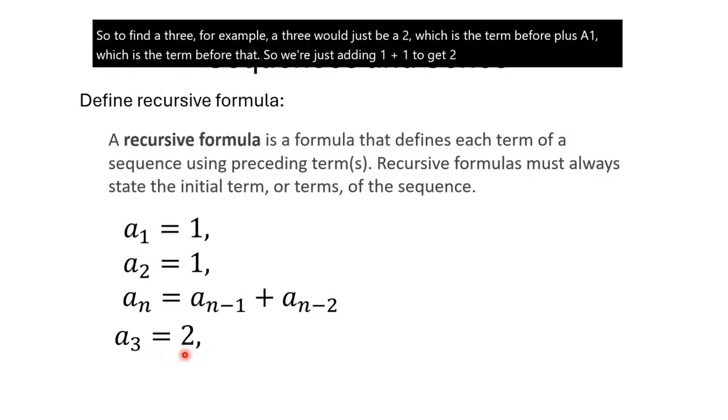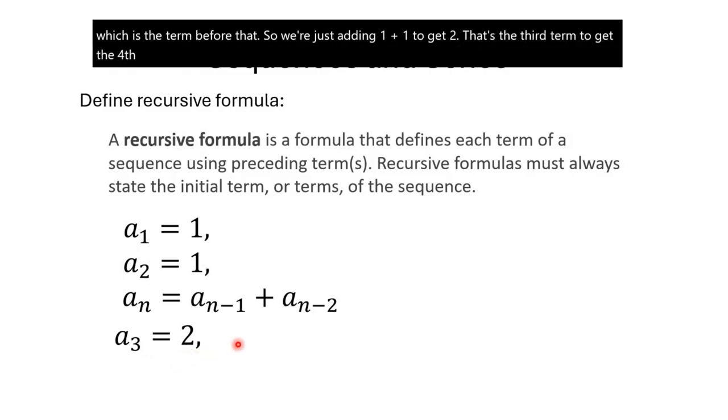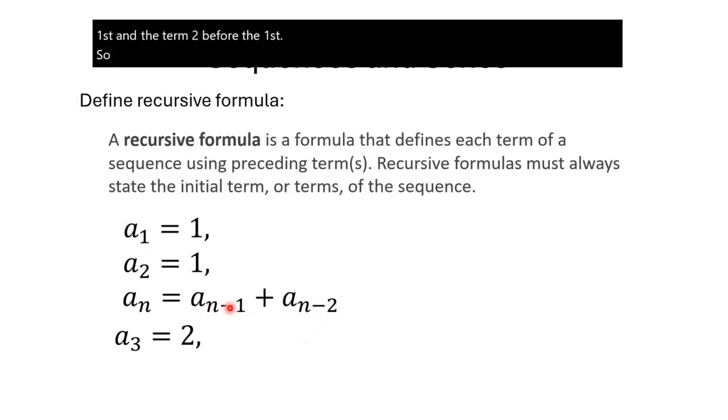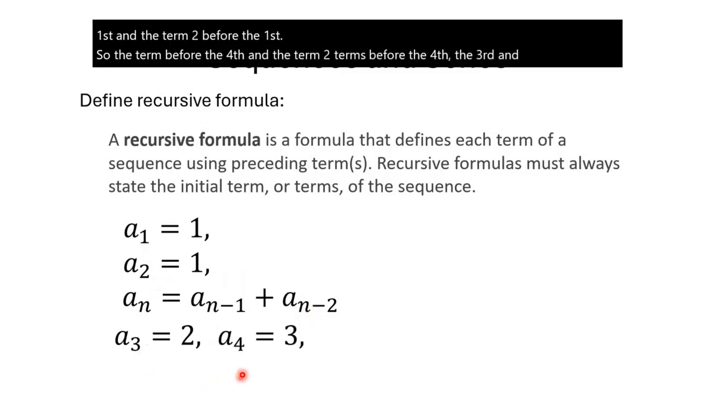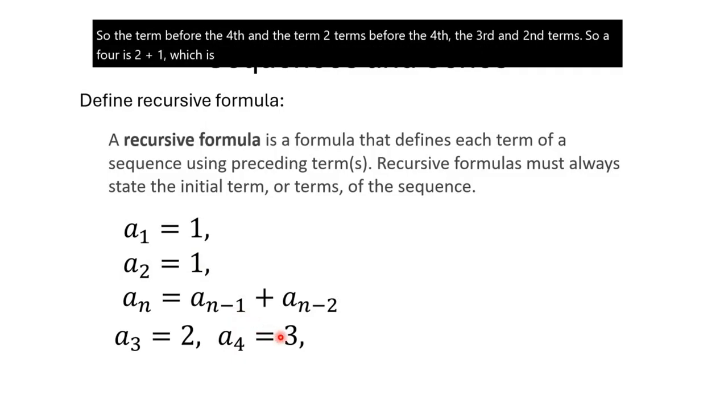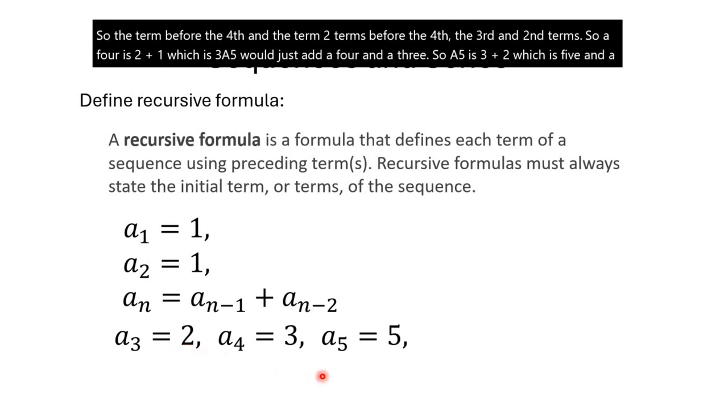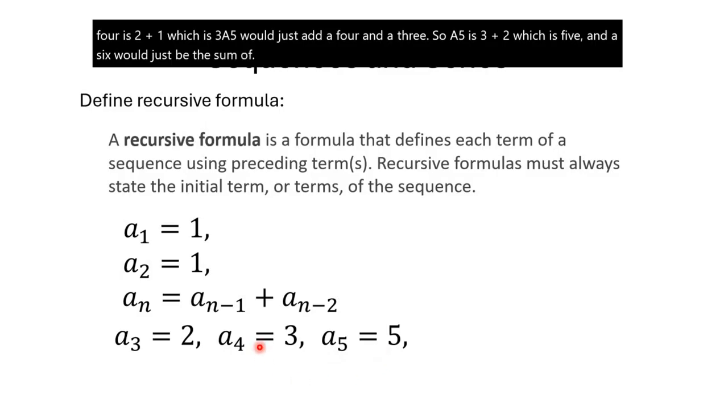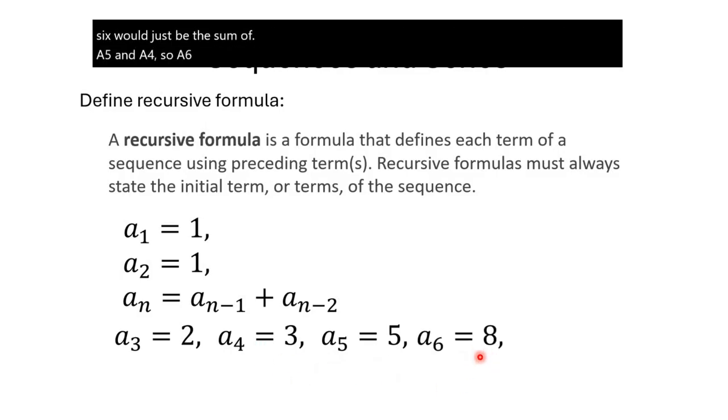That's the third term. To get the fourth term, we have to add the third term and the second term. So the term before the fourth and the term 2 terms before the fourth, the third and second terms. So a4 is 2 plus 1, which is 3. a5 would just add a4 and a3. So a5 is 3 plus 2, which is 5. And a6 would just be the sum of a5 and a4. So a6 is equal to 8.